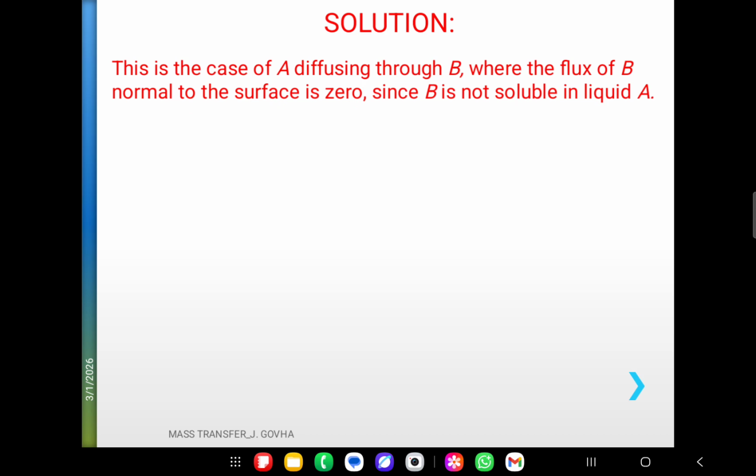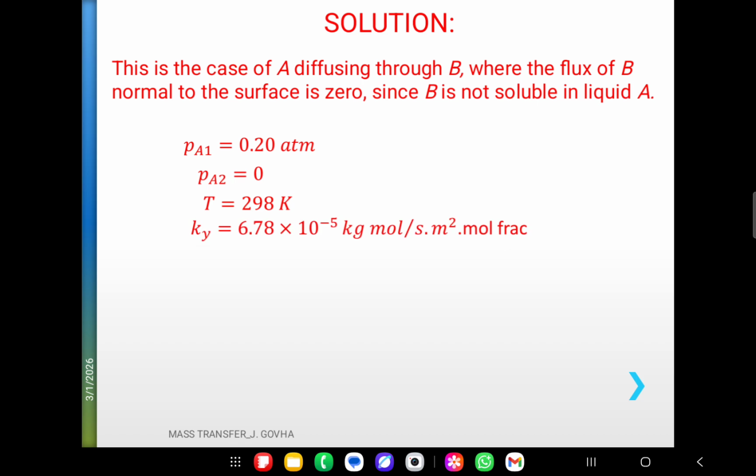So this is a case of A diffusing through B, where the flux of B normal to the surface is 0, because B is not soluble in liquid A. So the data there: PA1, PA2, the temperature, then Ky prime is given there, 6.78 times 10 to the power minus 5 kg mole per second per square meter.